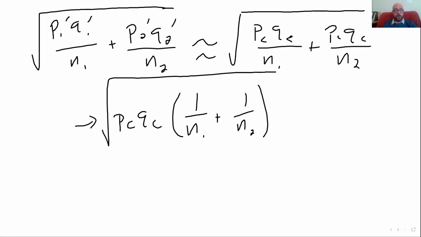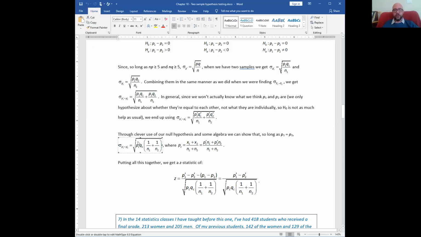I'll go back to look at the notes real quick. Yeah, so digression over. That's why we're using this as our standard error right here. And so we end up with this Z statistic. It looks like this. That said, you don't actually have to know any of this to type into your calculator, which is really what I want you to be able to do.